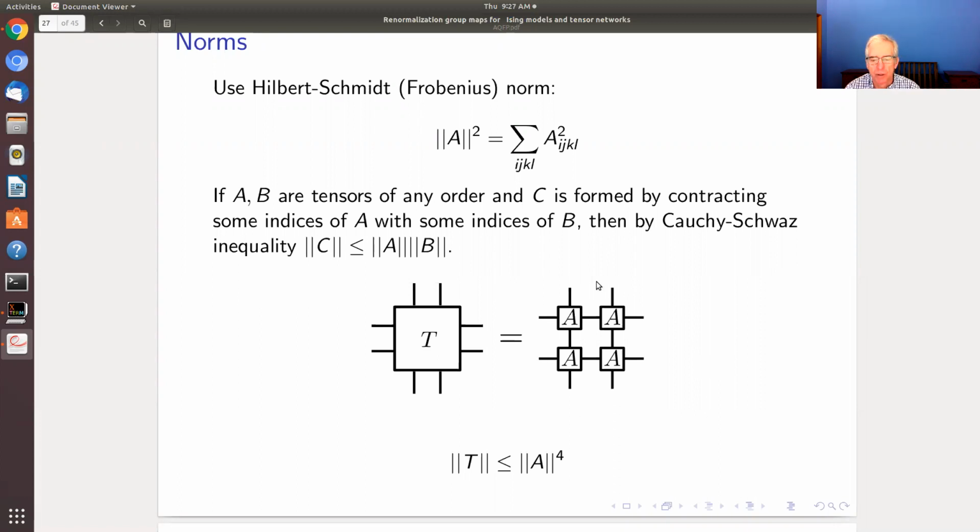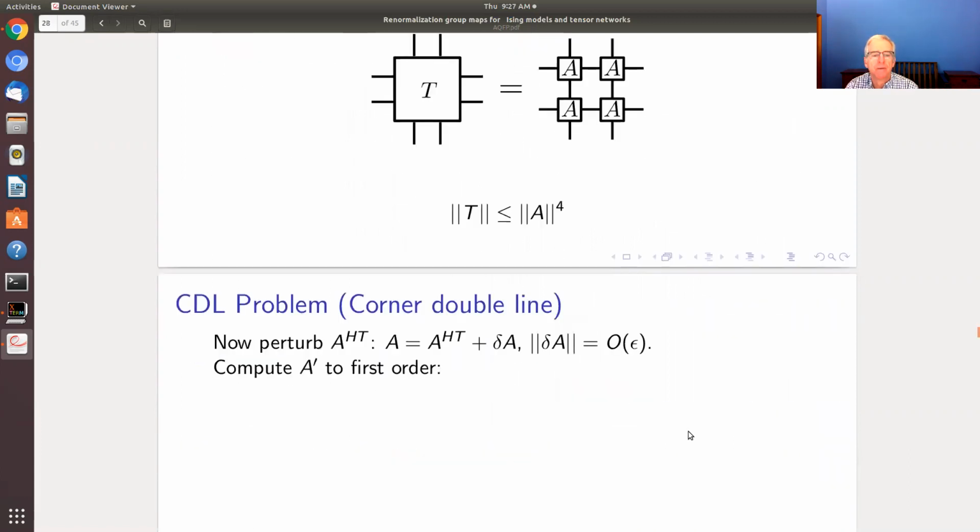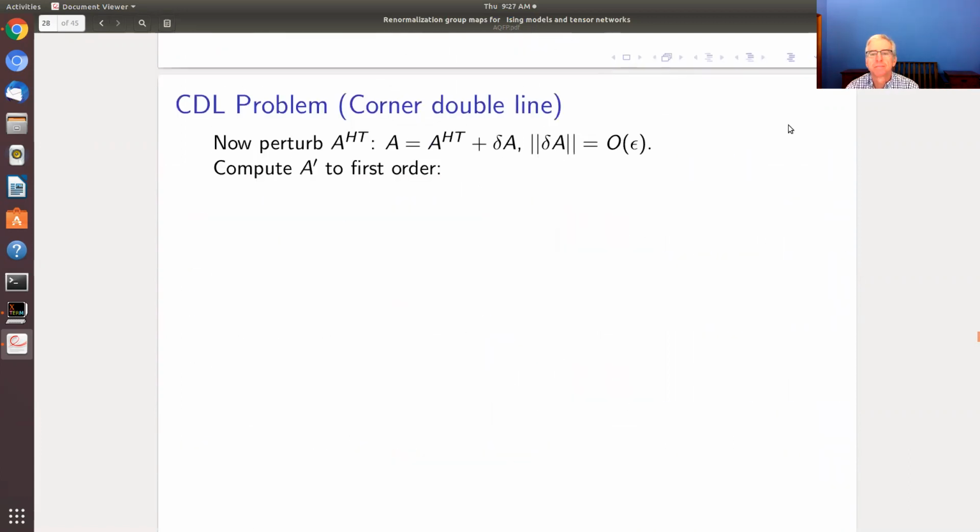So for example, if I look at this contraction of 4 tensors, call that T, then the Hilbert-Schmidt norm of T is bounded by the Hilbert-Schmidt norm of A raised to the 4th. Okay, so it's a nice norm.